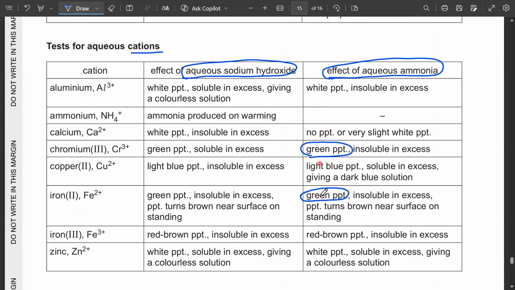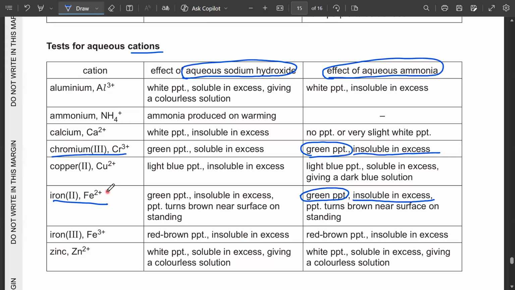So green precipitates are present in these two ions, one in the iron 2 plus ion and the other one is chromium plus 3 ion. And both are insoluble in excess. This one is insoluble, this one is also insoluble. So this shows these two ions are present in the solid K.